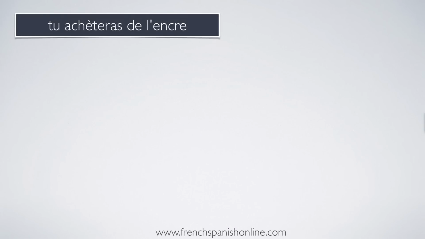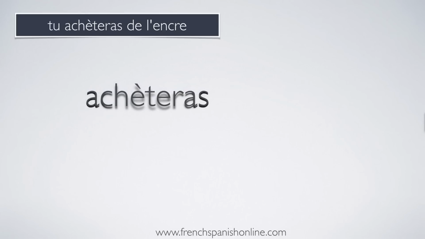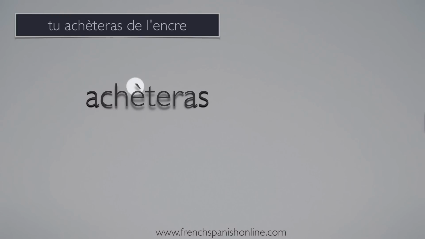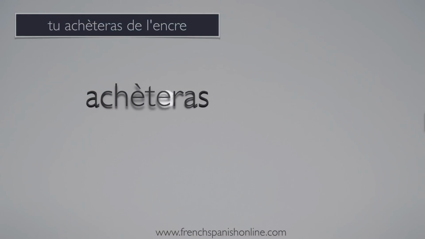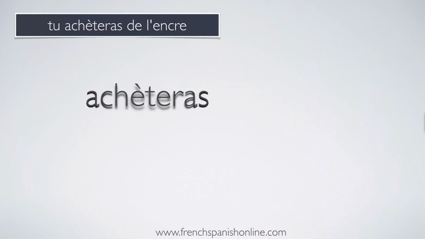Tu achèteras de l'encre. Achèteras is the nearly regular future tense of the verb acheter. Why nearly? Because actually here we've got a grave accent. We don't have the infinitive form. But the last part of the verb here is regular. Aura is regular for the verb of the first group in French, the group whose infinitive is in ER.